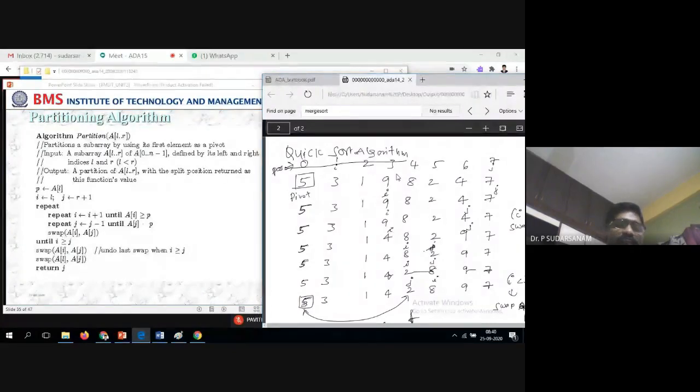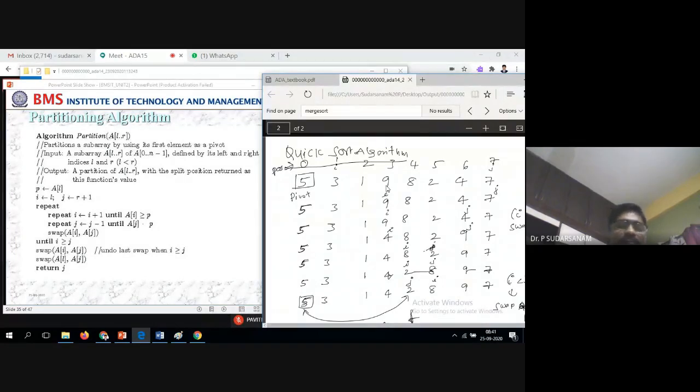So see here, the pivot element is nothing but the first element, the P element. So a of I is nothing but this one. Here we have written 3 is greater than or equal, until, till you get to do that process. That means what? 9 is greater than 5, so stop the process. That is the meaning here.